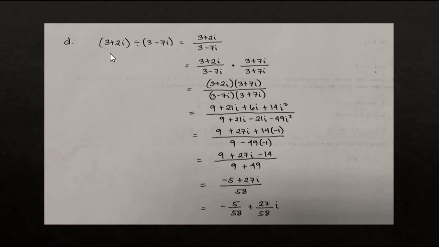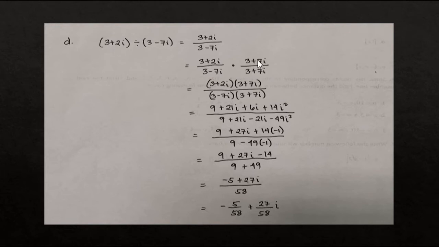Okay, let us have this one. 3 plus 2i divided by 3 minus 7i. It can also be written as 3 plus 2i over 3 minus 7i. Again, we cannot have i in our denominator. So, we rationalize it by multiplying it with 3 plus 7i over 3 plus 7i. Since we base it on our denominator, which is 3 minus 7i, we multiply 3 plus 7i. So, the opposite sign of the second term is what we do to rationalize.